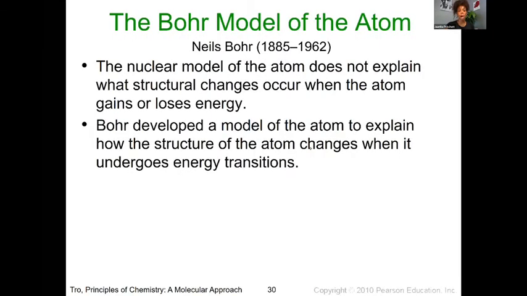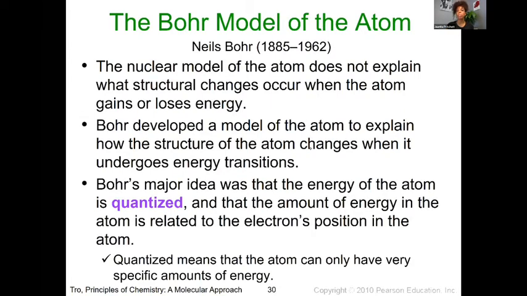One of the models that we look at to understand the atom is the Bohr model. The nuclear model of an atom does not explain what structural changes occur when the atom gains or loses energy. So Bohr developed a model of the atom to explain how the structure of the atom changes when it undergoes transitions. His major idea was that the energy of the atom is quantized. Quantized just means that there's a specific amount of energy in the atom related to the electrons' positions in the atom, so the atom can only have very specific amounts of energy. Again, we're not having that constant release of energy because electrons are moving around in circles.